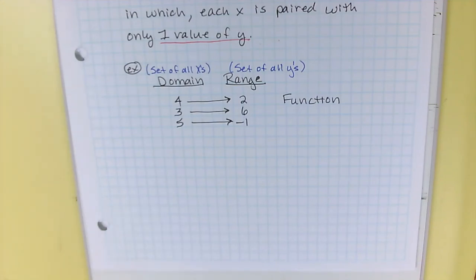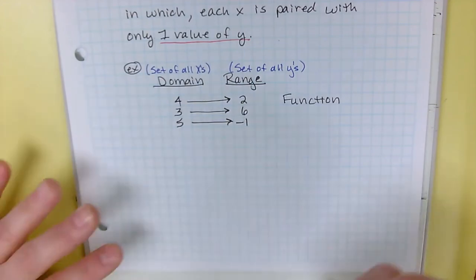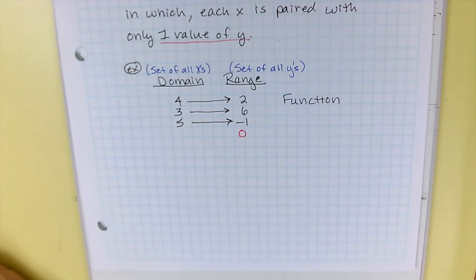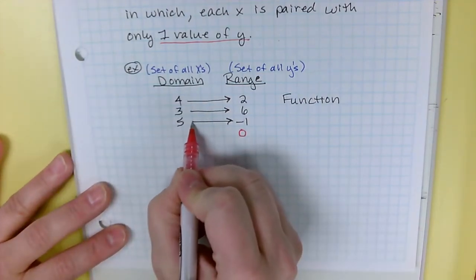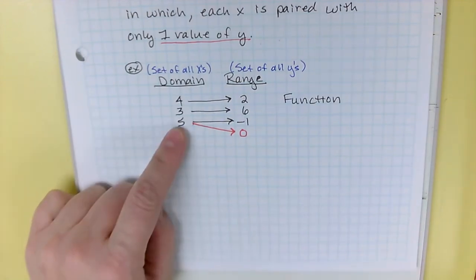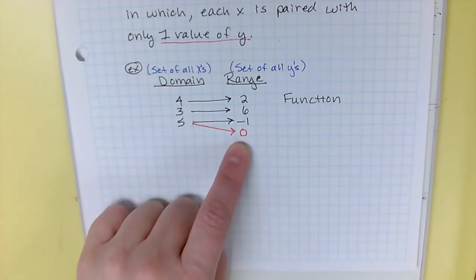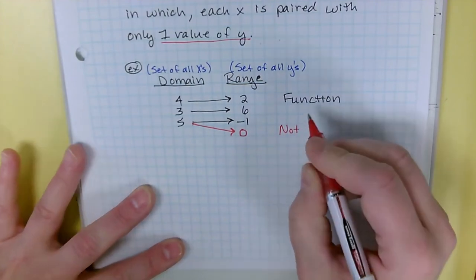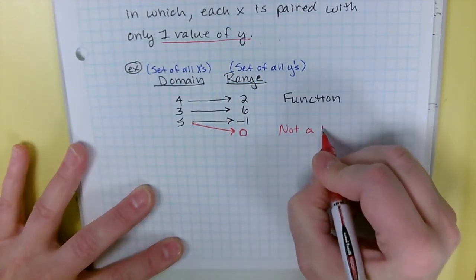All right, so we're going to use the same one. Let's say that you've got the number 0, and the arrow goes from the 5 to the -1 and the 0. So now my 5 is being paired with more than one y. It's being paired with a -1 and a 0. In that case, this would not be a function.